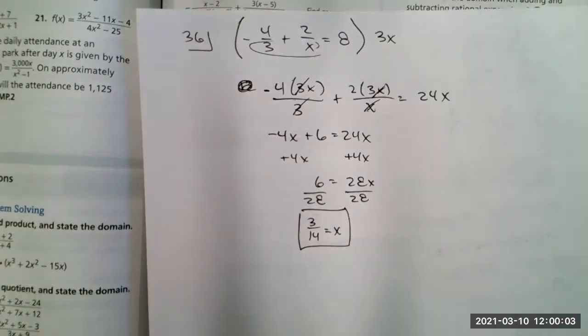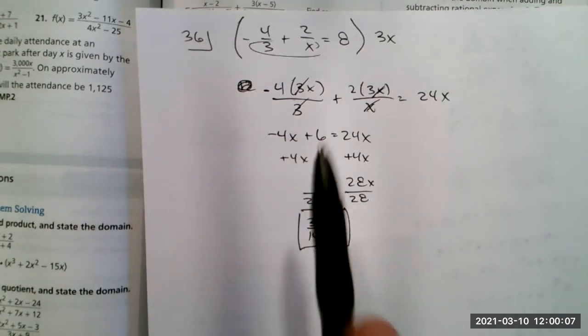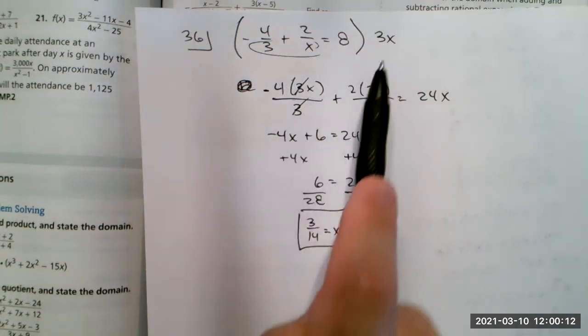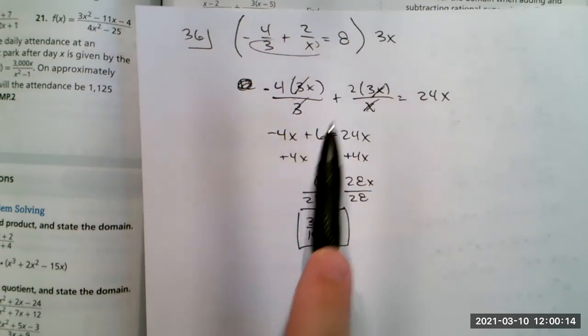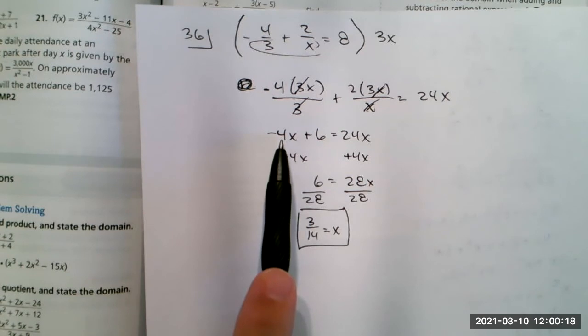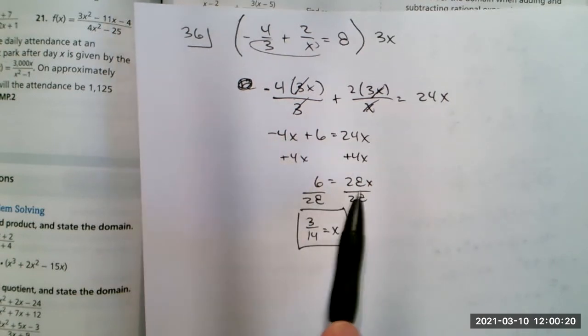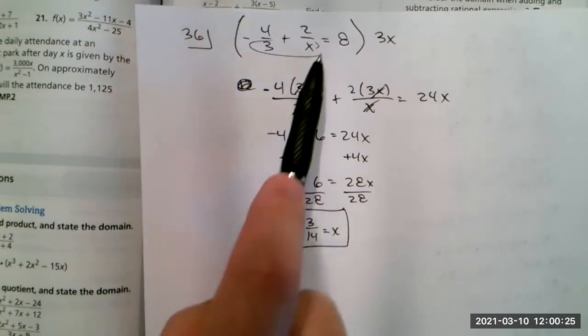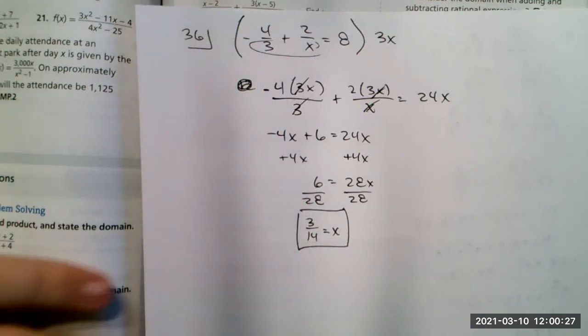3/14 equals x. Let me just double check. When I see fractions, it just makes me nervous. I want to make sure I did everything correctly. So that would be negative 4x. That would be 6. That would be 24x. If I added 4x, that's 28x. Yep, so that looks right. And again, that fraction does not make that denominator 0, so we're good to go with that.